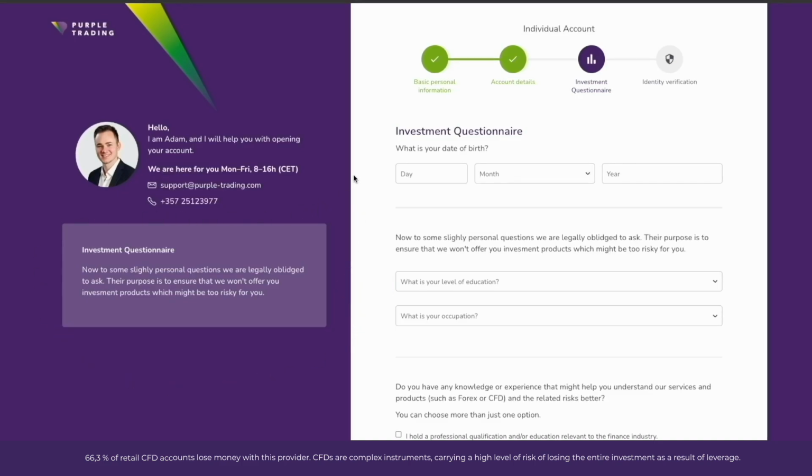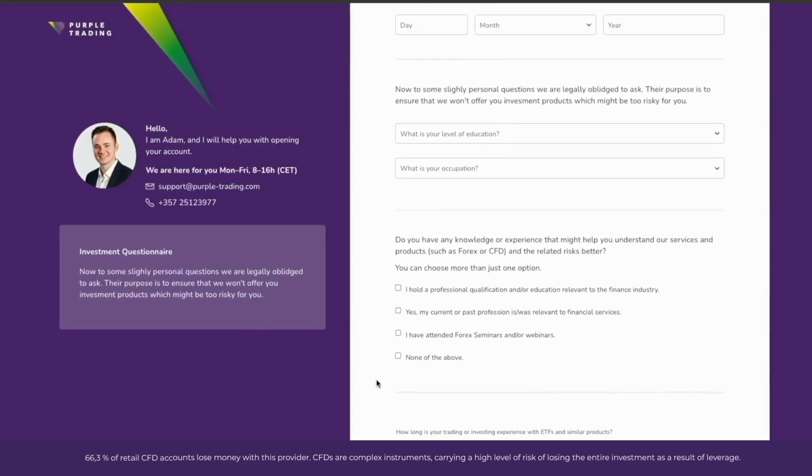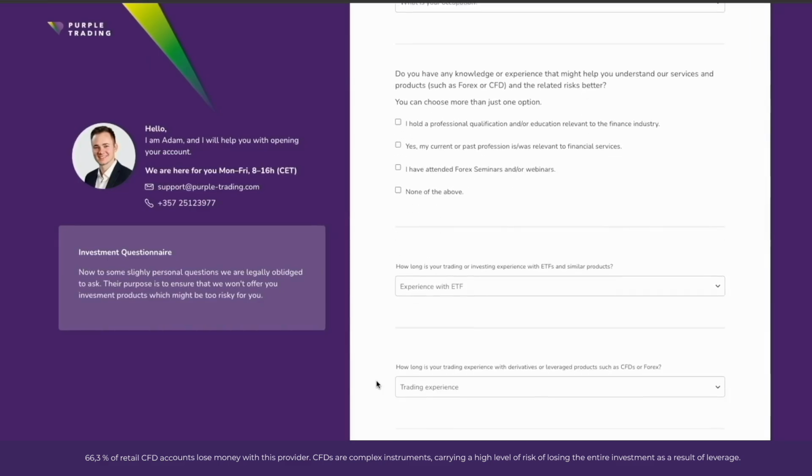We'll start with personal and financial questions. Here we'll be interested in questions such as your highest level of education, your occupation, and your overall financial situation, including your annual income and savings. This information helps us better understand your financial context.